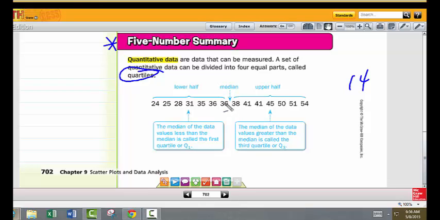And then we have the same number of pieces of data to the left as to the right, so now we take a look at that set of data from 24 to 36, and remember we had 7, so the fourth piece of data would be the middle, and that becomes the median of the data values less than the median. So the middle of the lower half is called the first quartile, or Q1. Make sure you understand that that would be the Q1, this would be the median of the data, and of course this would be Q3, or the third quartile.